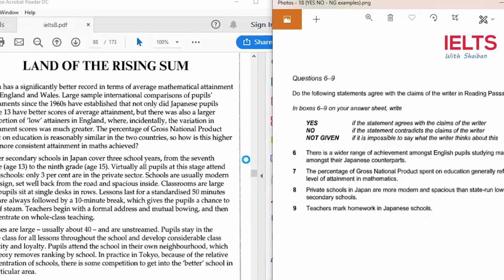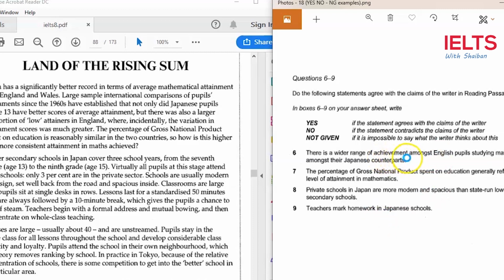Now we are going to deal with the opinion of the writer. So here the writer is giving his opinion, and we have to match if it is yes, that means 100% with the writer's view. If it is no, that means opposite or contradicts what the writer says. And of course, finally, not given, that means no information about it.